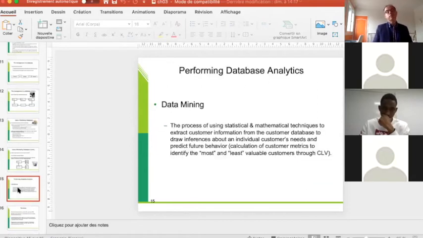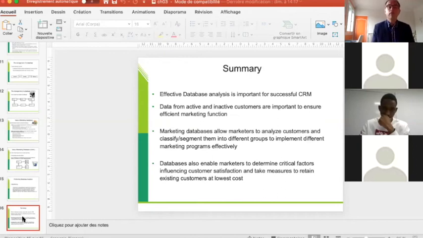And to do that, you have to do data mining. This is a process of using statistical and mathematical techniques to extract customer information from the customer database, draw inferences about an individual customer's needs, and to predict the future. This enables you to calculate customer lifetime value for the most and the least valuable customers. This is very useful to do data mining. There you have software tools like SPSS or R Commander. These tools are used and more automatized, and data mining is more and more done by algorithms that are programmed by software developers.